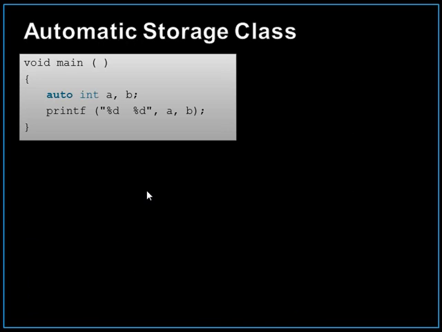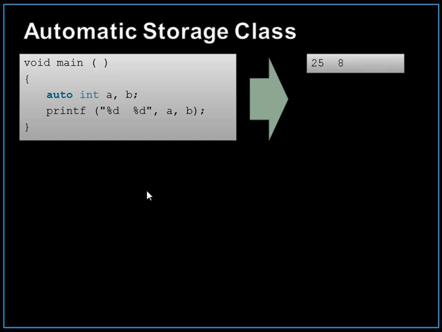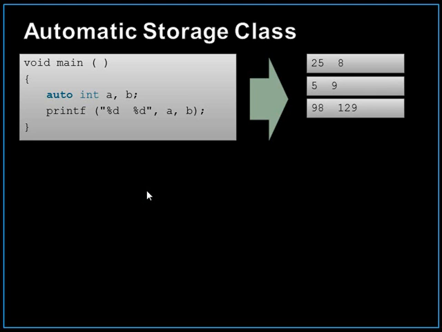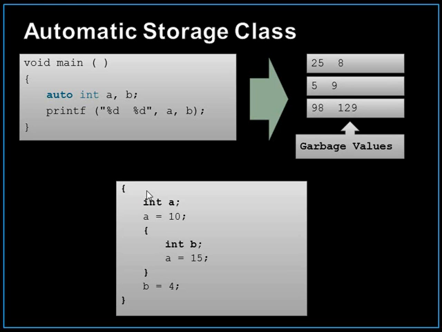Now let us look at the automatic storage class. Take this program, void main. You declare an auto int, automatic integer variable, a and b. You declare two variables and you print the value of these two variables. So the first time you run the program, you might get the values 25 and 8. The second time you run this program, you might get other values. The third time you might get other values again. So these values are not fixed. These are called garbage values. Now the initialization is a garbage value for an automatic integer variable.